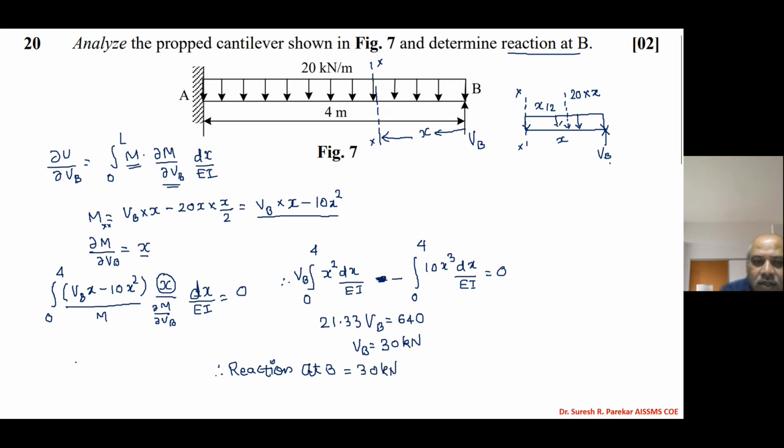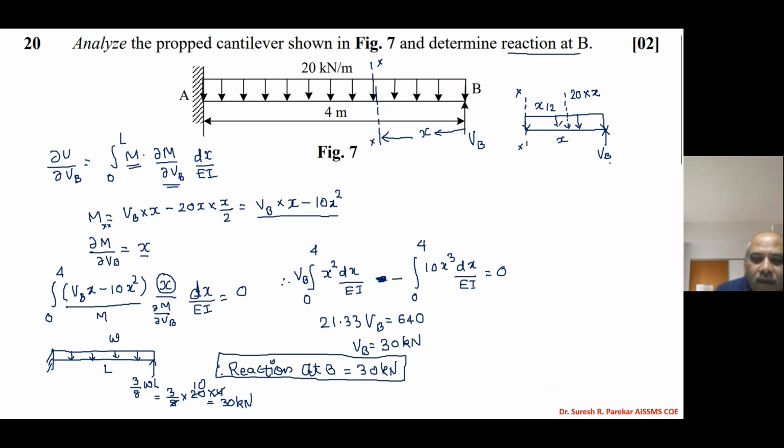You can check it. If we have a propped cantilever with a UDL W, and this is L, then the reaction is 3 by 8 W into L. Now if we put the values, we have 3 by 8, W is 20, and L is 4. So the 4 gets cancelled and we get 30 kilonewton, which means the value we have calculated is correct. So the reaction at B is 30 kilonewton.